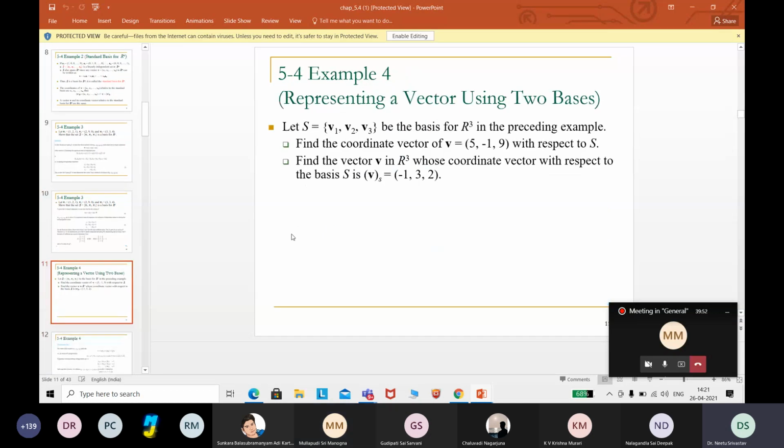So now let us see this question. S is a basis. Same question they are taking. What they are telling is, it is a basis for R3. Find the coordinate vector for vector V. You have to find out coordinates. Find the vector V in R3 whose coordinate vectors are known. So two things are known here.